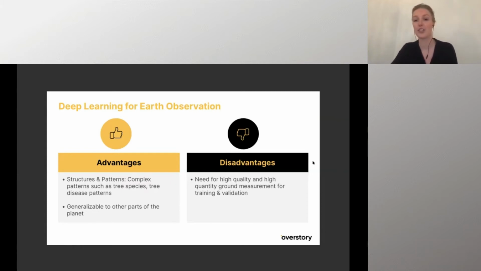There are also disadvantages. One disadvantage is that the models are very data hungry. So there is a need for very high quality and high quantity ground measurements for training and validation. And this is especially the case when we look at vegetation, when we look at forests and trees. This is even more the case than for other tasks, such as identifying cars, where a car is more straightforward. A tree and forests and vegetation look different in different seasons. They look different in their different growth stages, depending on the terrain, depending on the geographical area and climate region. So this is why, especially for vegetation, very high amounts of training data are needed to get the most out of using deep learning for Earth observation.